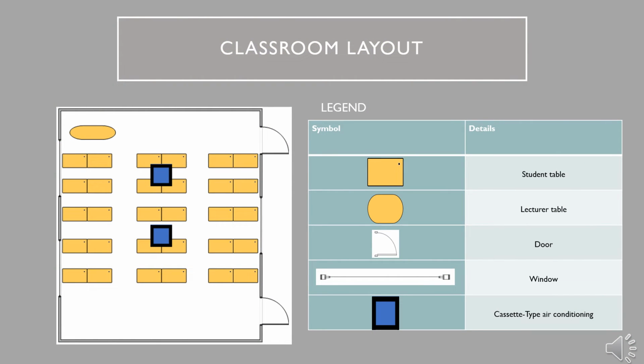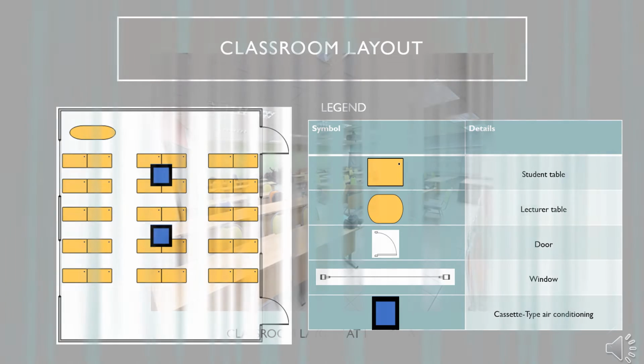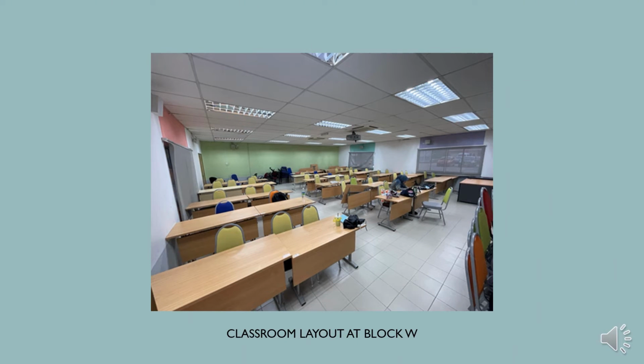This is the layout of the classroom at Block W building. The classroom has two doors, two cassette-type air conditioner units, one lecturer table, three sets of windows, two at the left side and one at the right side, and 30 sets of tables and chairs for students. This is the classroom layout at Block W.